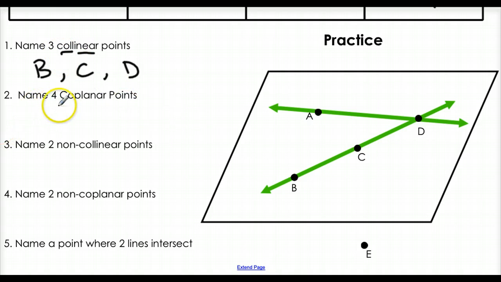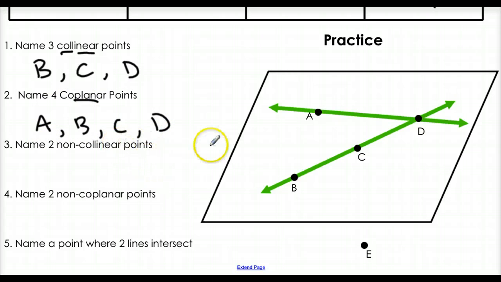Now we want 4 coplanar points. So any 4 points that are on this plane right here. So let's see, we got an A, we got a B, we got a C, and we got a D. So these are 4 coplanar points on the same plane. Name 2 non-collinear points.